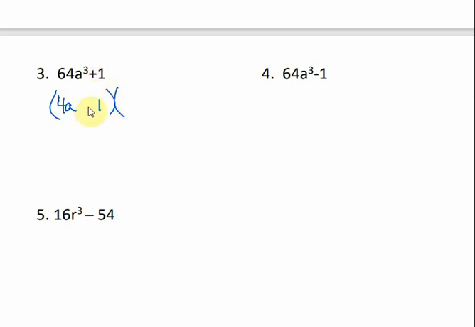And this starts with a plus, so my pattern is, if it starts with a plus, then the pattern is plus, minus, plus. Okay, now I don't look at this anymore. I take the first term and I square it. If I square 4a, I get 16a squared. Multiply these two together. 4a times 1 is 4a. Take the last term and square it. 1 squared is 1. And that's my answer.